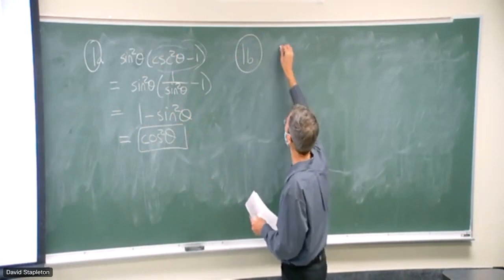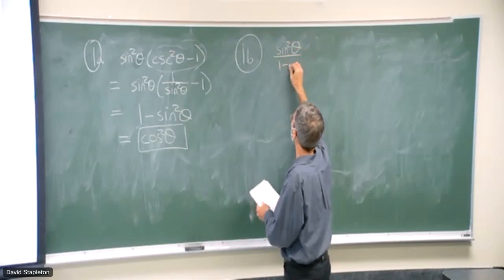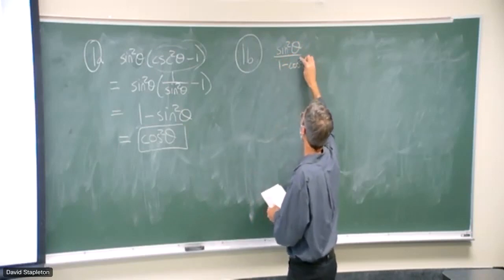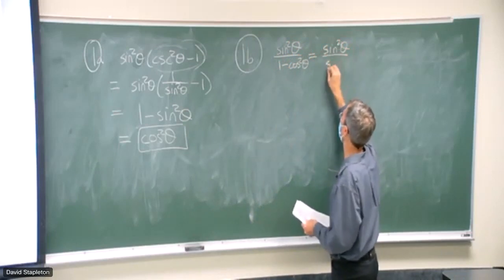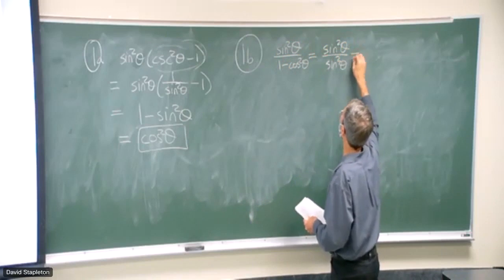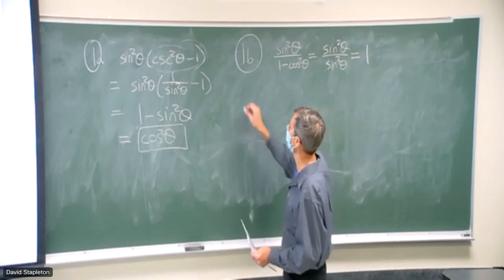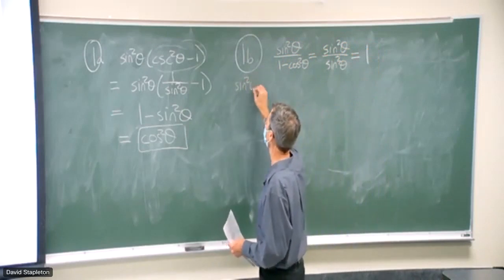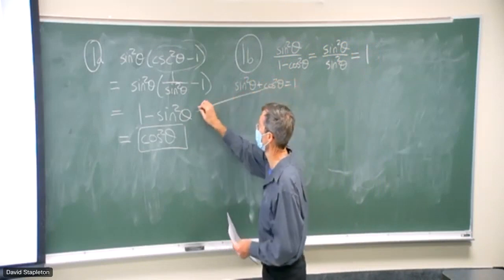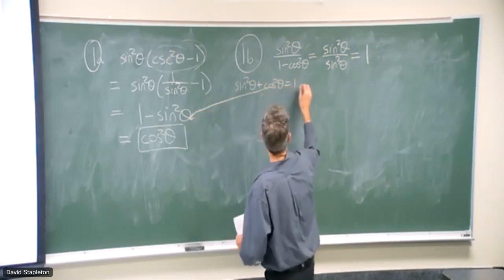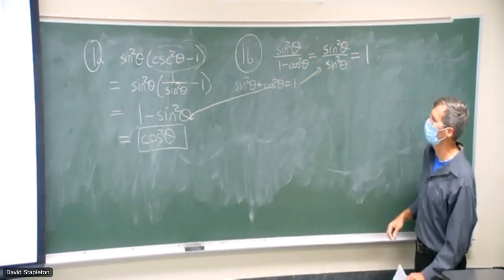All right, one B says suppose you have sine squared theta over one minus cosine squared theta. Again, recognize one minus cosine squared is sine squared. This is sine squared over sine squared. All right, and so it's one. But it depends crucially on that identity that sine squared of any angle plus cosine squared of the same angle is equal to one. That's what tells you this last step here. Very important identity, the Pythagorean identity.